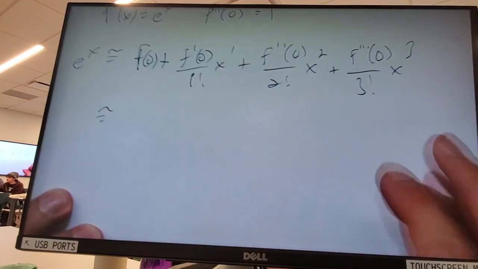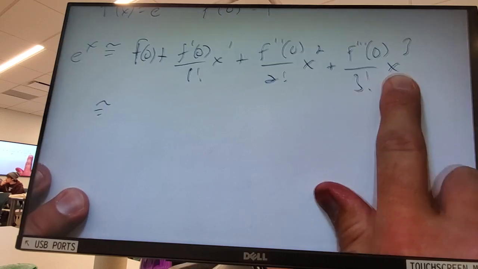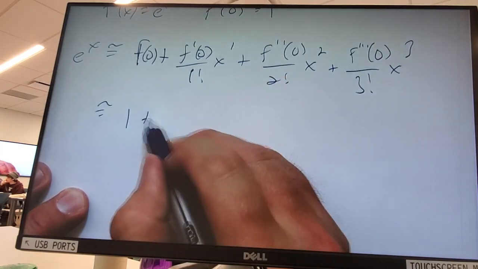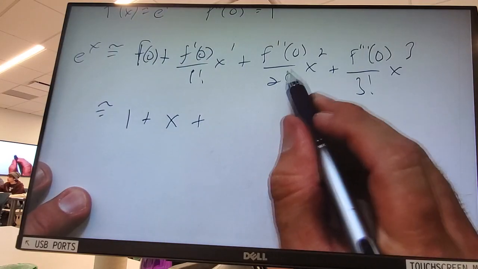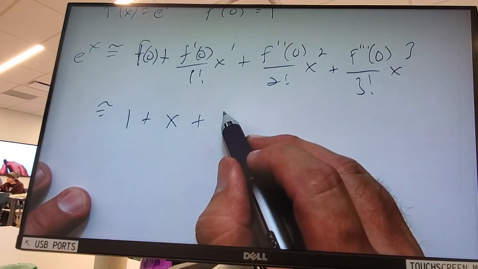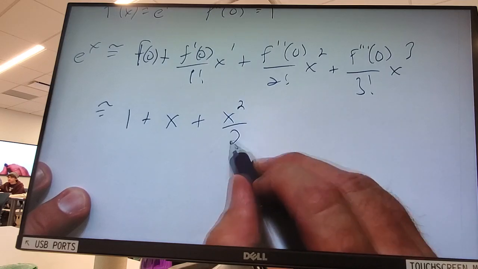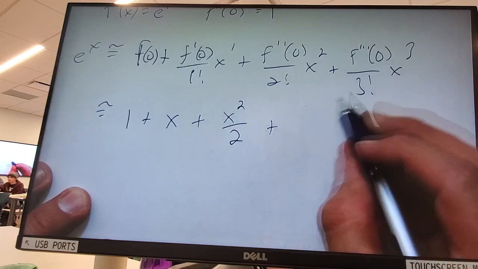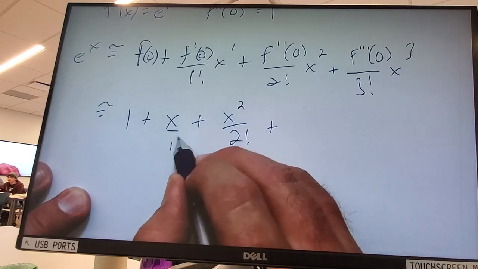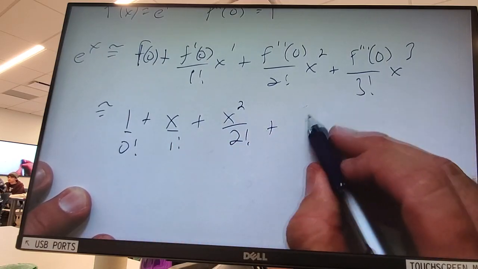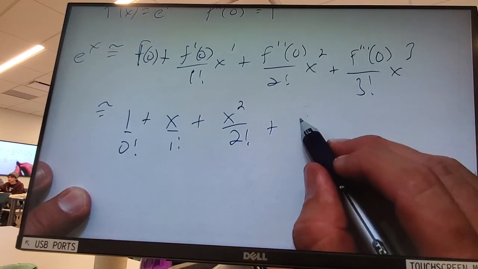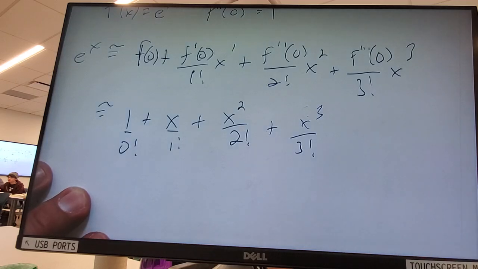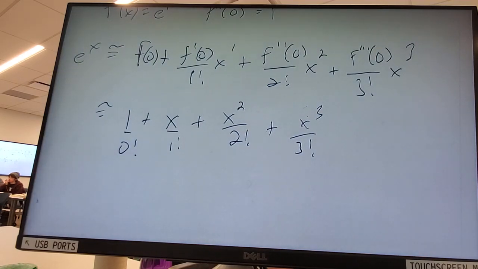So if I put this stuff in, I only have to go this far, right? f of 0 was 1. f prime of 0 was 1. 1 factorial is 1. So I just get x. Is that cool? What do we get next? x squared over 2. Yeah, sure. In fact, let's do this. Now for this problem we don't need it, but let's just put it for right now. What do I get here? Over 3 factorial, right?